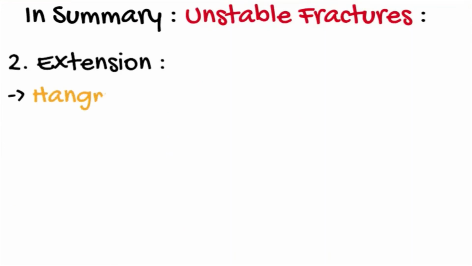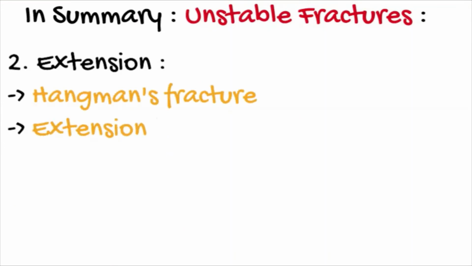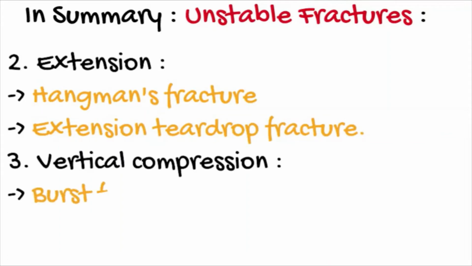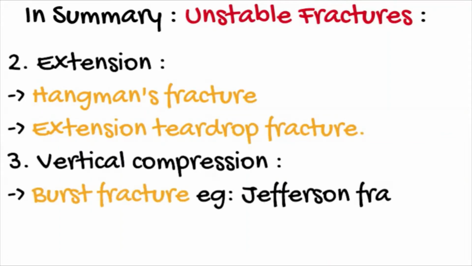Another example of extension type is hangman's fracture, extension teardrop fracture. Number 3, vertical compression. An example is burst fracture. In the cervical spine, an example is Jefferson fracture.